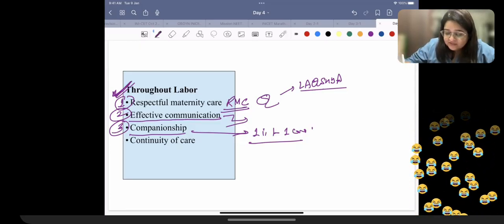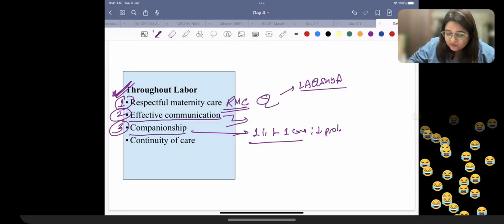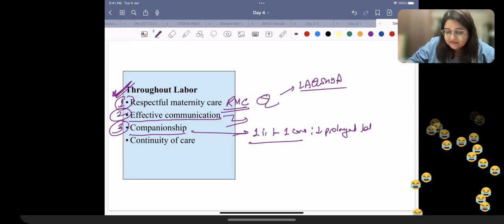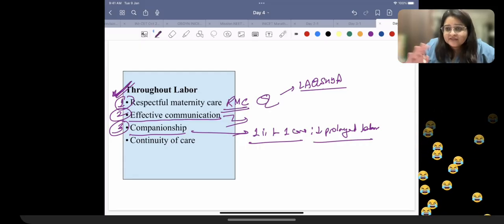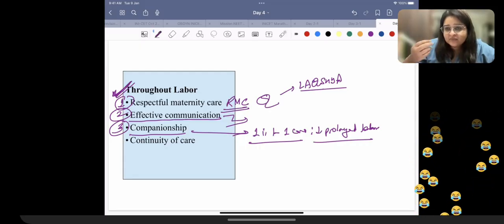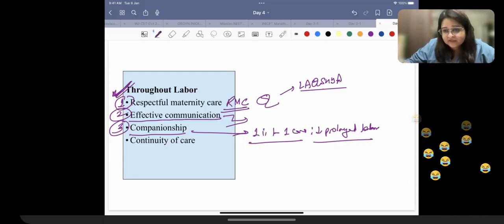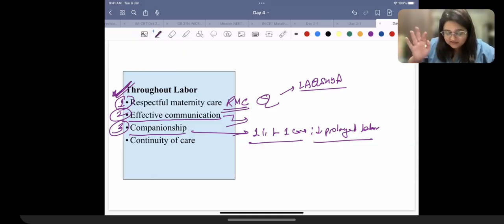It reduces the incidence of prolonged labor. Many studies have found that 1:1 care. Okay, it doesn't have to be a healthcare worker or a doctor. It can be anybody under the sun. Okay, except the SARS. Okay. Then continuity of care.